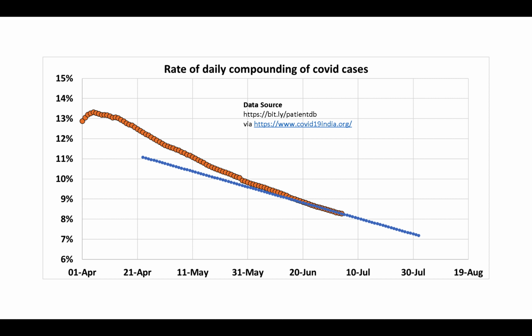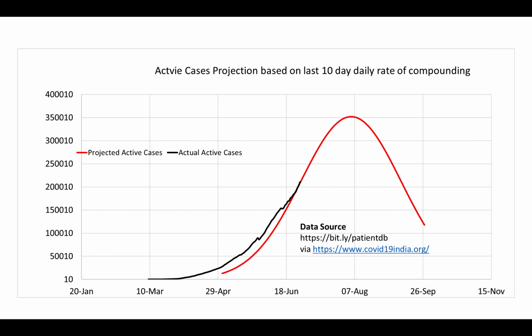That's the last 10 days. So what I'm now going to do is, just like we took the total number of active cases and calculated the daily rate of compounding, I am going to take the forward projected daily rate of compounding and back calculate the futuristic total active cases expected as per my model of taking the last 10 days. And if you did that, that's what you get as of 4th July for India.